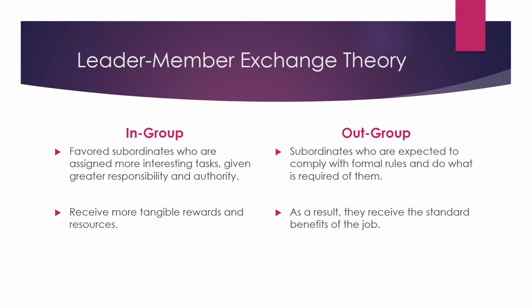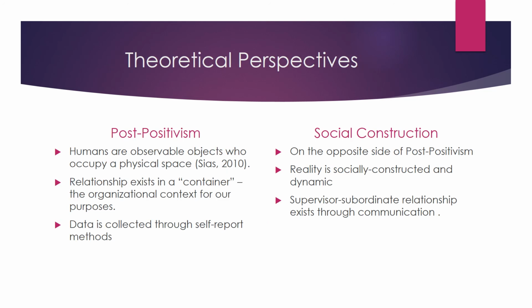Now let's look at supervisor-subordinate relationships through the four theoretical lenses that I mentioned earlier. Keep in mind that Table 2.1 in the Sias text outlines the functions of supervisor-subordinate relationships, developments, and outcomes. These areas are the focus when using the different theoretical perspectives. So as I go through these perspectives, think in terms of supervisor-subordinate relationships. Post-positivism is the first one.